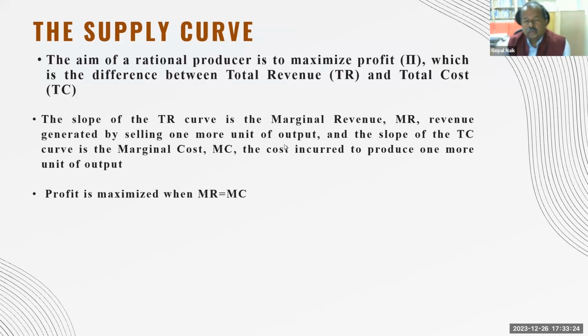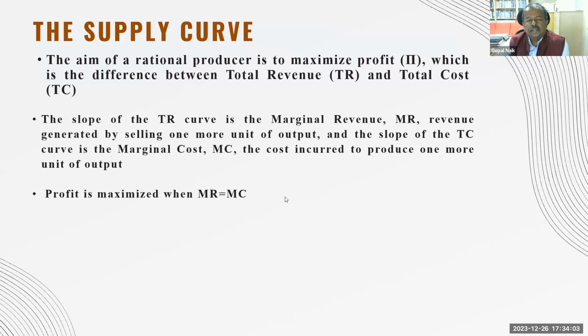The slope of the total revenue curve is the marginal revenue, which is basically the revenue generated by selling one more unit of output. The total cost is basically all the inputs that are used multiplied by their prices. You sum it up across all inputs, and that's what gives you the total cost. Therefore, the difference between the total revenue and the total cost is the profit. And one can look at where the profit is maximum.